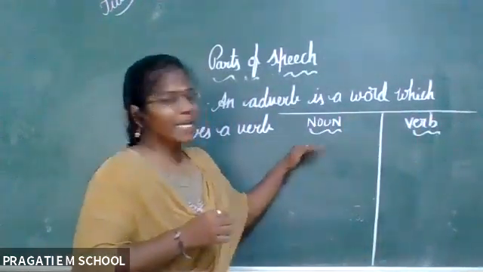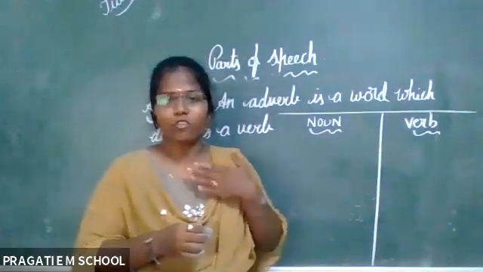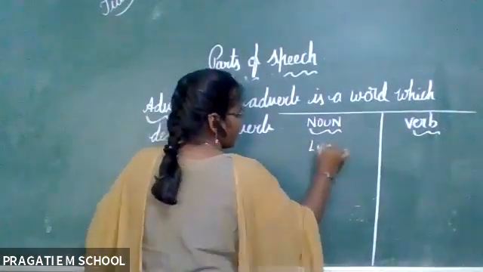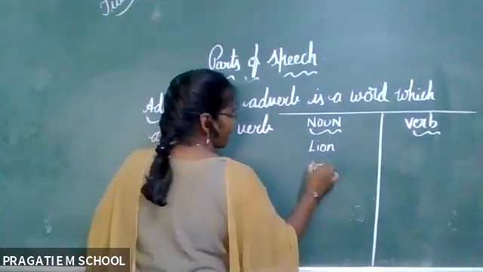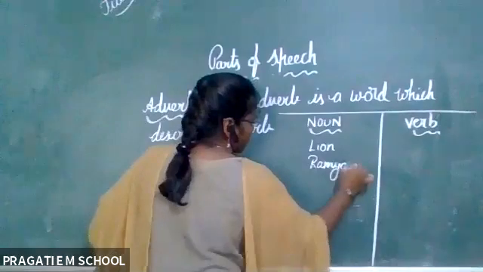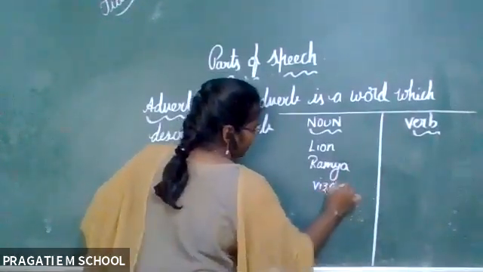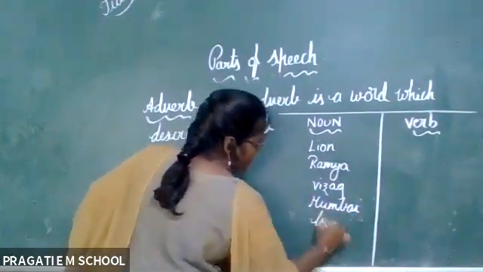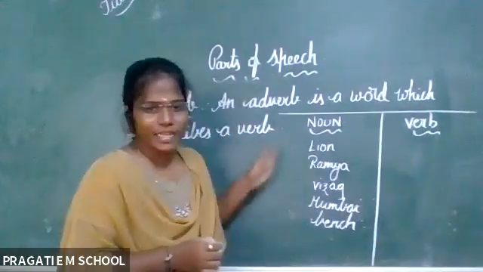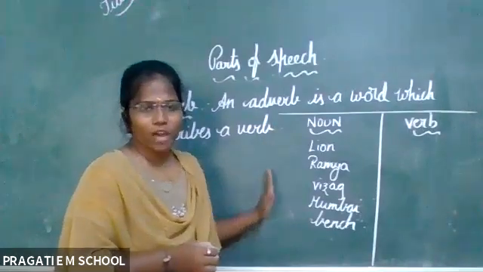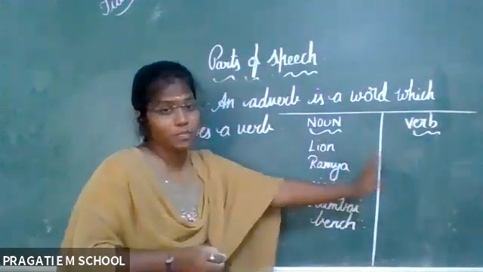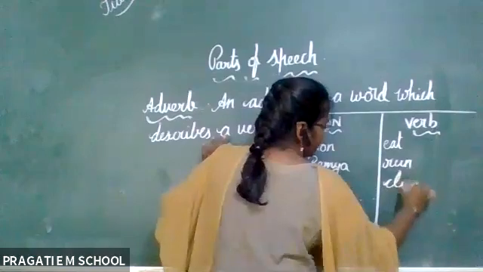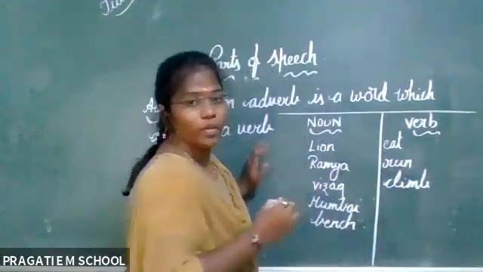Verb. What are the nouns and what are the verbs? We all have an idea, isn't it? Lion, Ramya, Vizag, Mumbai, Bench. These are all the nouns. Then what are the verbs? Eat, run, climb.